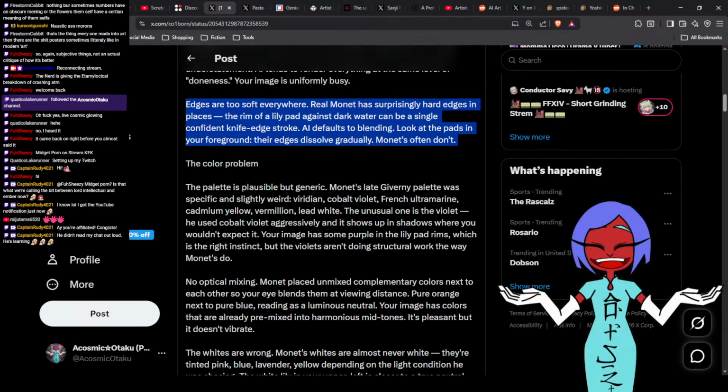Let's see. Edges are too soft everywhere. Real Monet had surprisingly hard edges in places. The rim of a lily pad against the dark water can be a single confident knife edge stroke. AI defaults to blending. Looking at the pads in your foreground, their edges dissolve gradually. Monet's often don't.